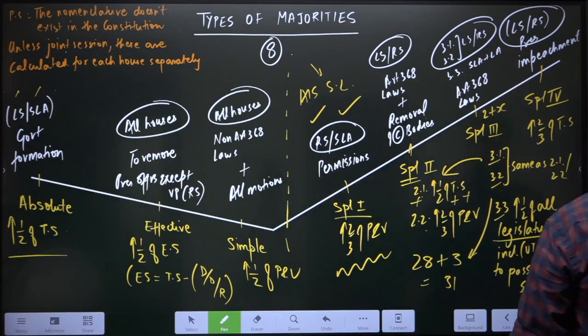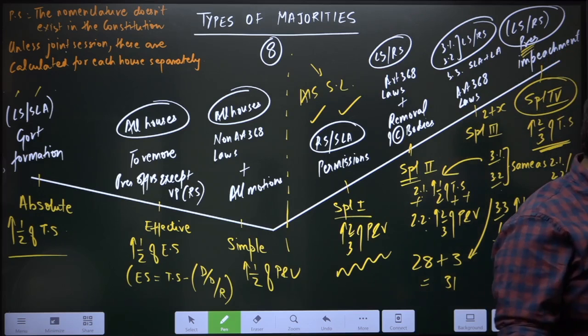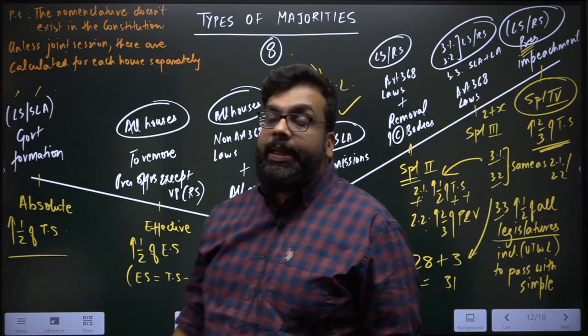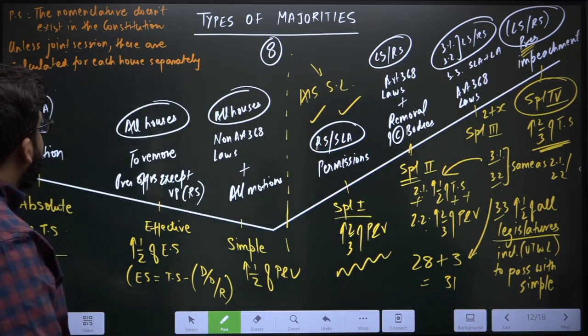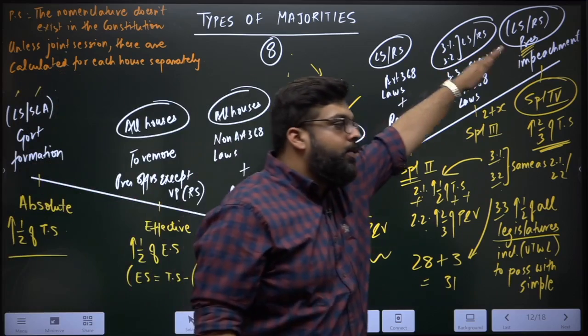Then the toughest majority of it all is special majority 4, which is 2/3 of the total strength of the House. Right? Now 2/3 of the total strength of the House is only used in one instance as far as it is concerned, and this is called a presidential impeachment. So we start tough, we go easy, and then we go tough.